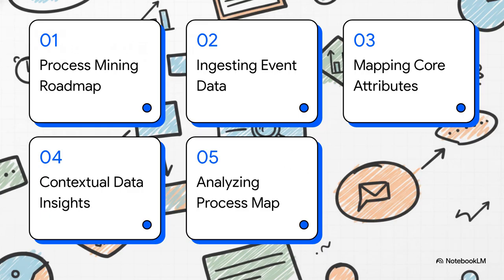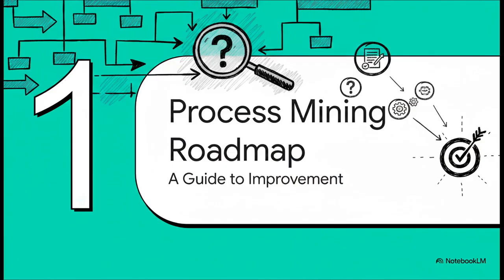Here's our quick agenda for today. We'll start with the process mining roadmap, move into ingesting your event log data, map out those core data attributes, capture some contextual data insights, and finally, analyze your brand new process map. Let's dive right in. Section 1, the process mining roadmap.